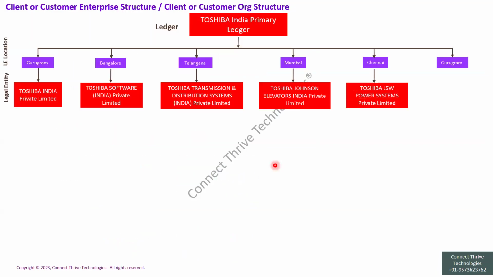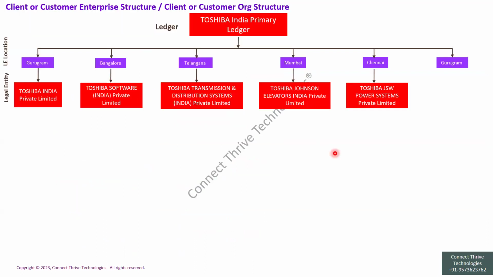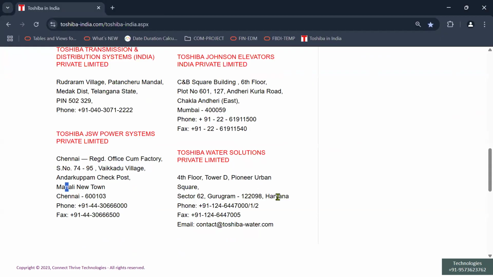Next we have JSW Power Systems. It is there in Chennai. The last one is Toshiba Water Solutions. Okay, it is there in Haryana again.